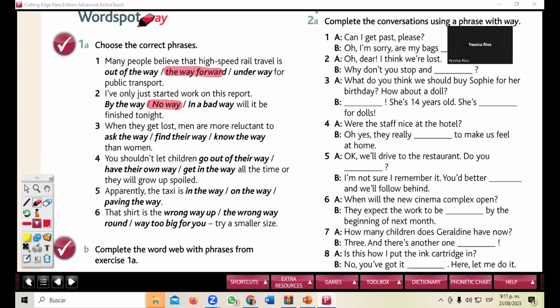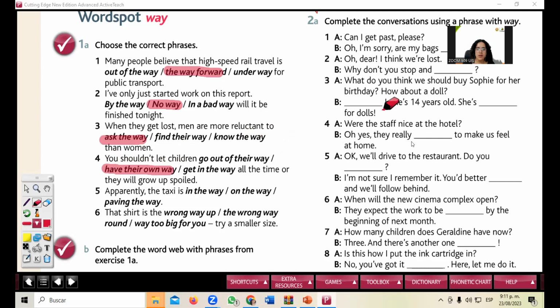Yes, teacher. When they get lost, men are more reluctant to ask the way than women. Yeah, to ask the way. It's okay. Thank you. Let's go with Kiara, number 4. You shouldn't let children have their own way all the time or they will grow up spoiled. Yeah, they will grow up spoiled.